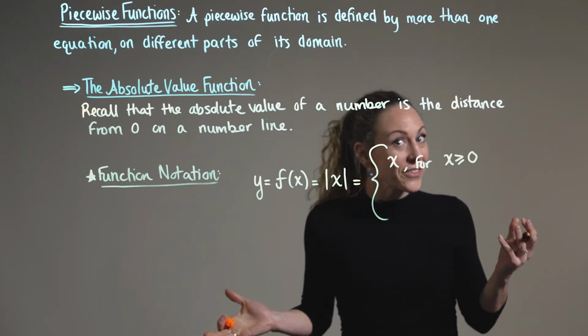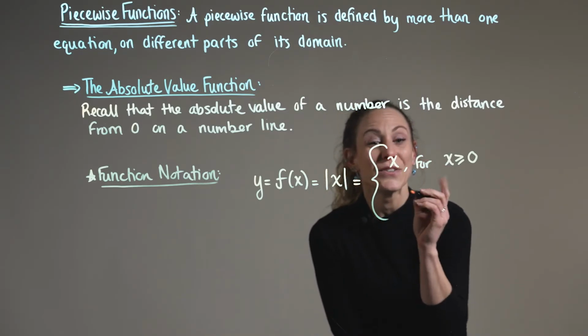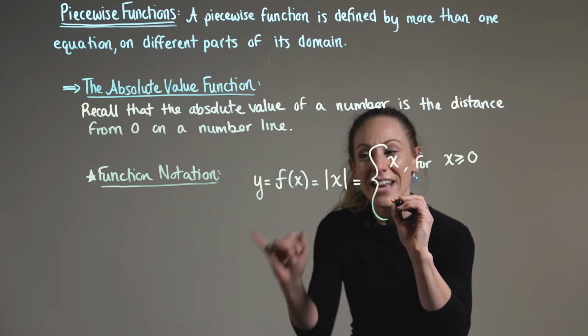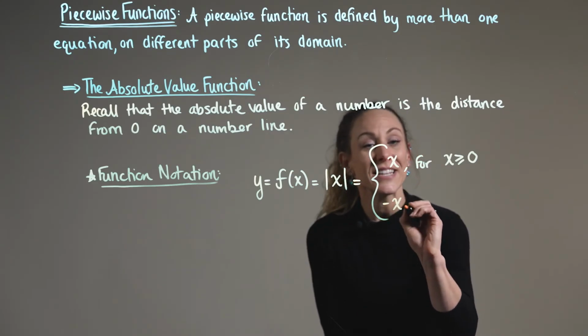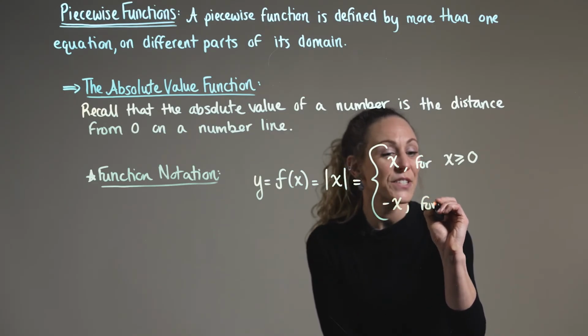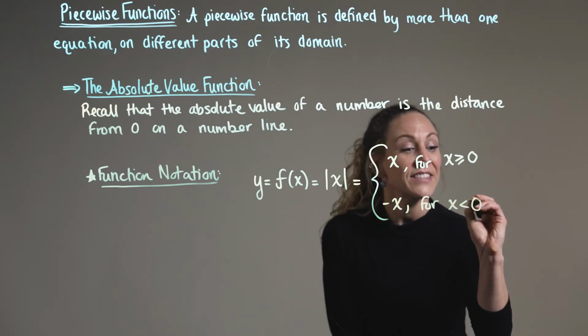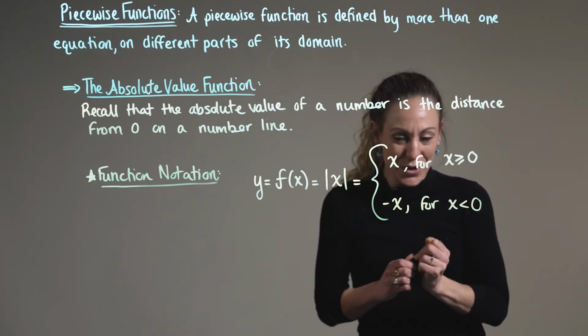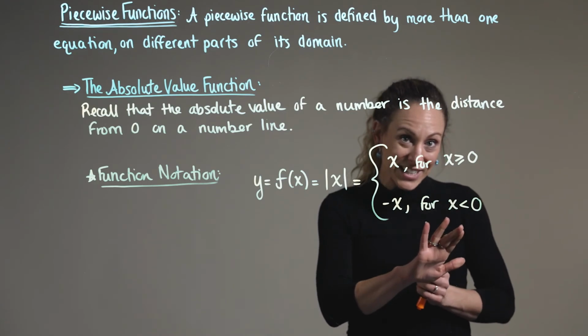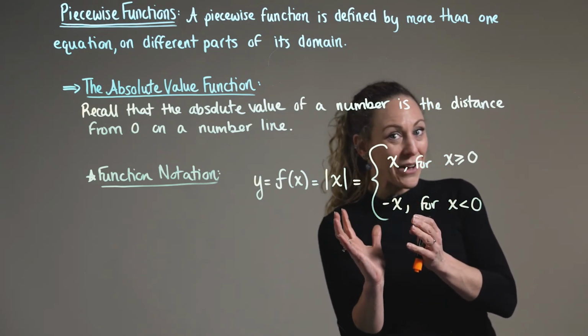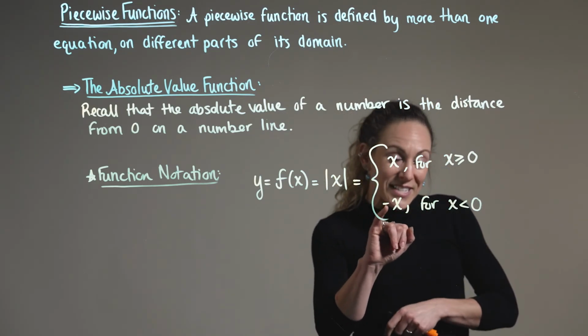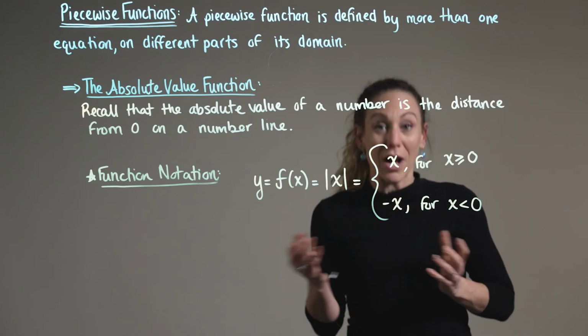Now, what about the other half of the real numbers? So for the negative values, we let f of x be equal to negative x. And again, this is for values of x that are less than 0. So when we substitute negative numbers into the absolute value function, using this negative x equation will produce a positive output.